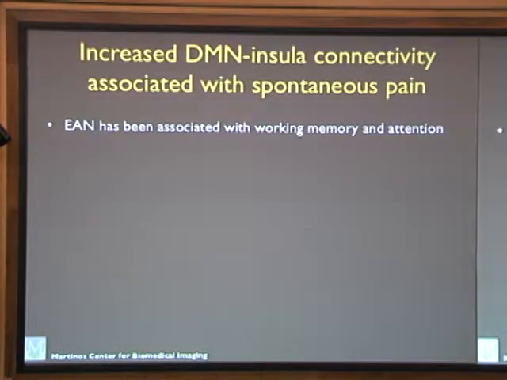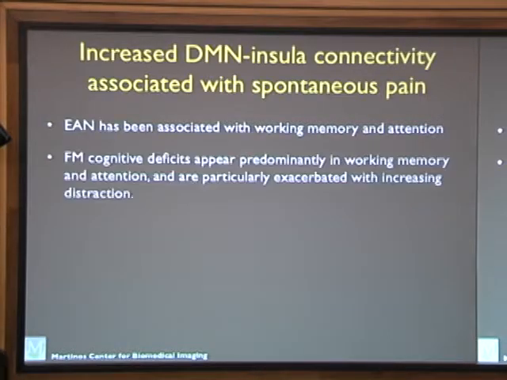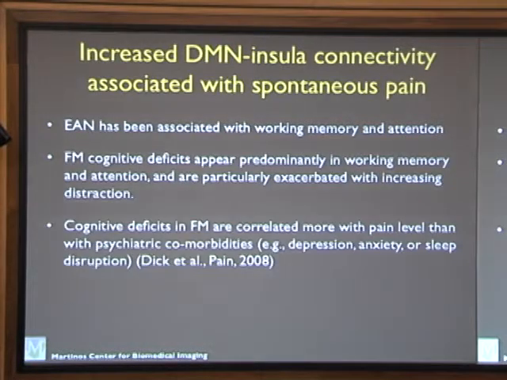So the executive attention network has been associated with working memory and attention. Fibromyalgia patients have cognitive deficits. But more specifically, these cognitive deficits appear predominantly in working memory and attention when different tests are made on these patients. And these are particularly exacerbated with increasing distraction. Fibromyalgia patients have a very difficult time multitasking. They just can't do this.